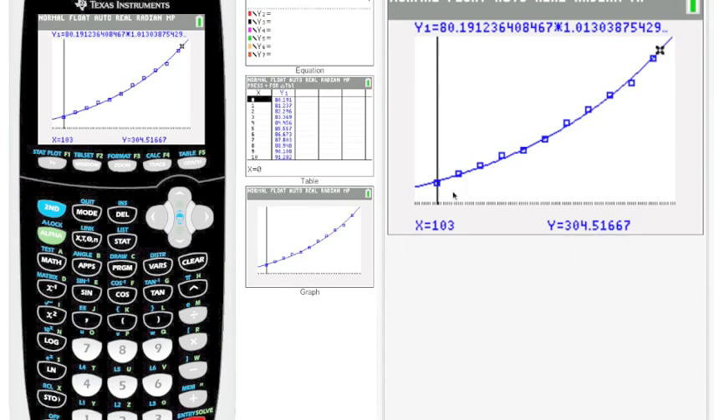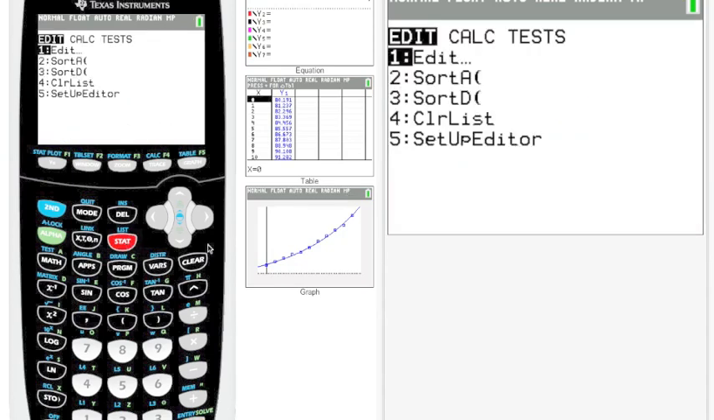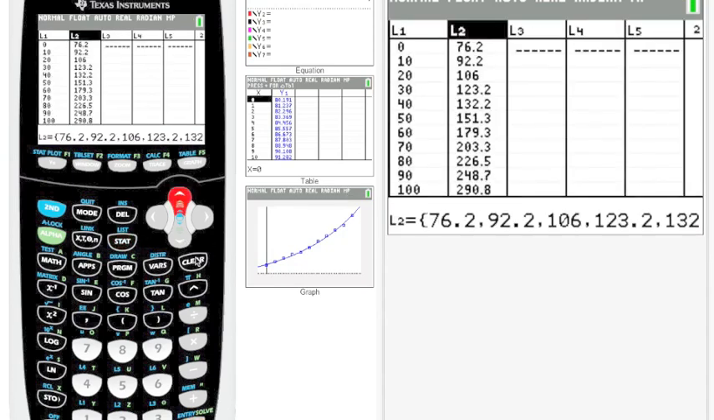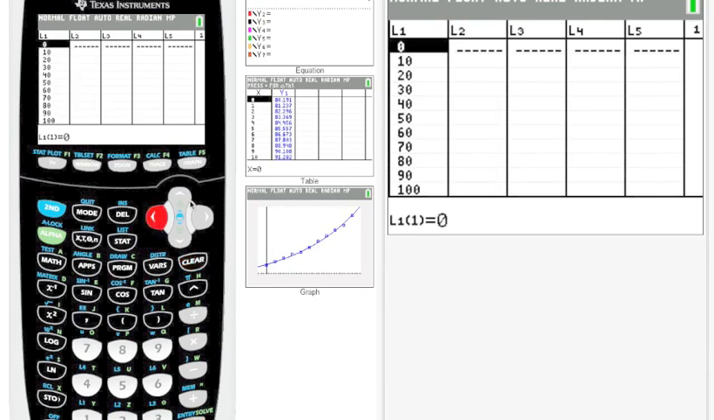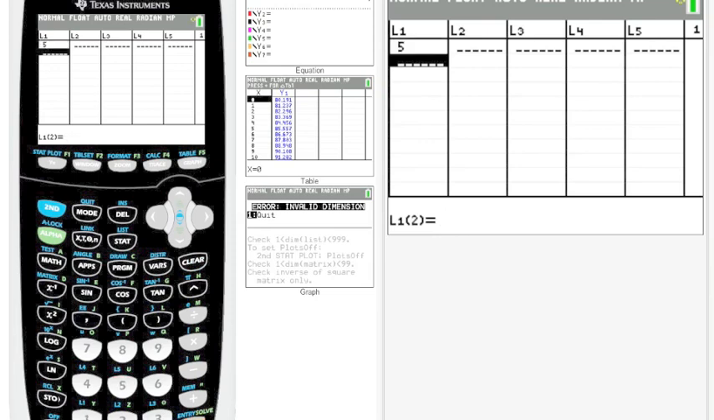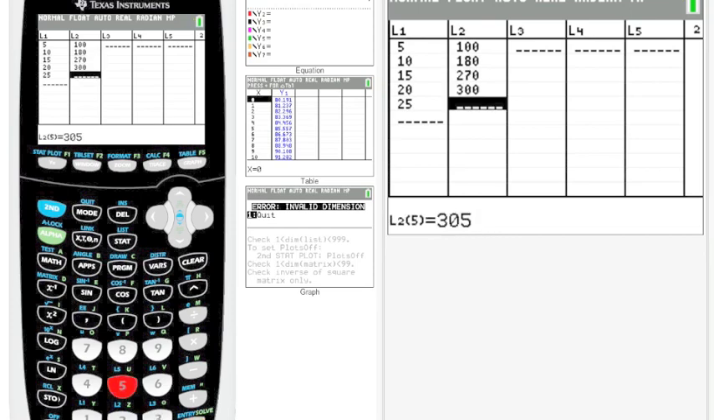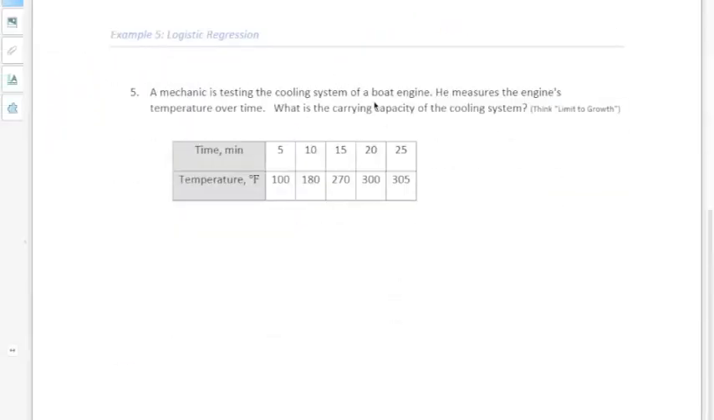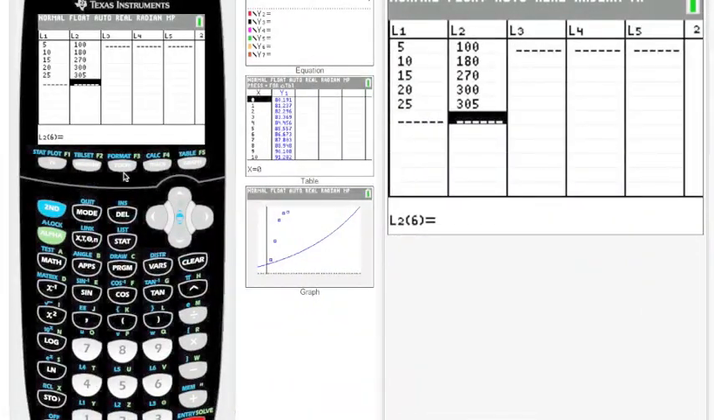If I want to do the next one, the logistic function, I'll just do the same exact thing. I'm going to go into Edit and clear these. This one will hopefully not take too long. I'm just going to enter these numbers. So I got 5, 10, 15, 20, 25, and then I have 100, 180, 270, 300, 305. You can kind of see these numbers are tapering off a little bit, and that is because we have a capacity, so we have a limit to the growth. That tells us that this is probably going to be a logistic function.